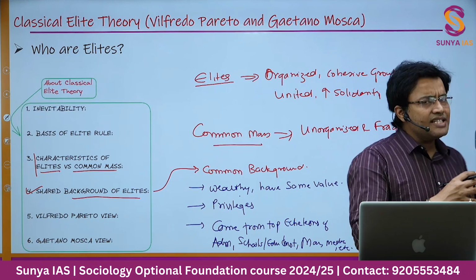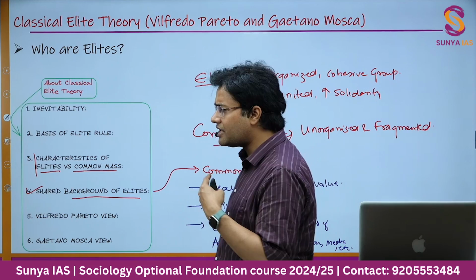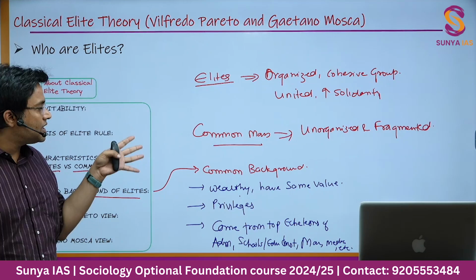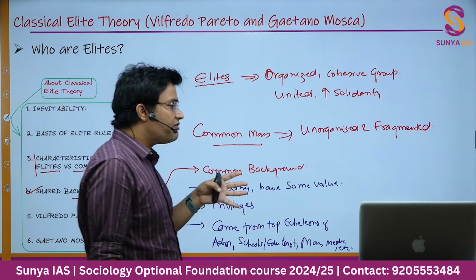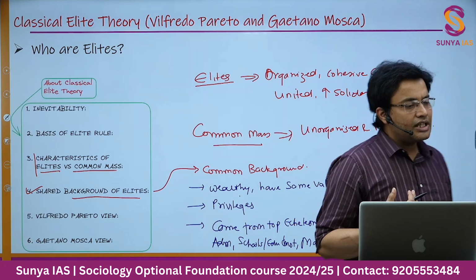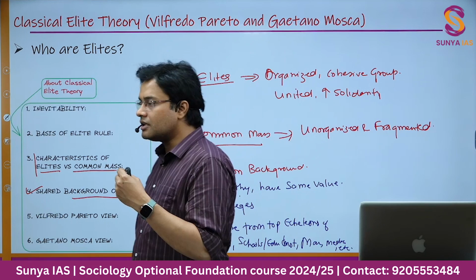Because I have told you that common people are very much unorganized, very much fragmented, elites are always able to rule over the majority of the population. Why? Because the majority of the population are very much disinterested or unconcerned with the daily issues of life, right? So this is how you can talk about the common features.